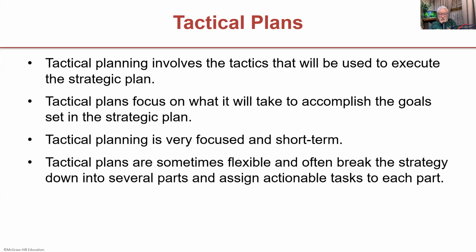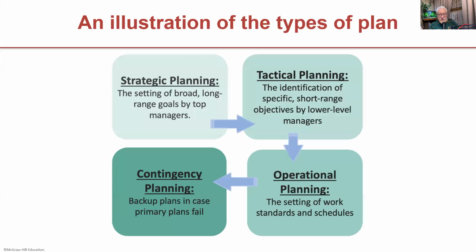So those 4 plans I've sketched for you here from the McGraw-Hill text. Strategic planning is undertaken as a conceptual exercise. Tactical planning is something that middle managers do, and operational planning is something that the shop floor managers do. Contingency planning is something that you do in the anticipation that there could be a problem and that you might have to deal with it.